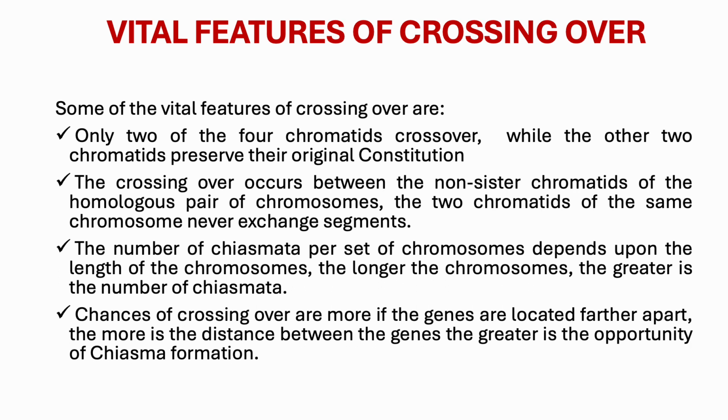Chances of crossing over are more if the genes are located farther apart. The more is the distance between the genes, the greater is the opportunity of chiasma formation. As we have already seen, the formation of chiasmata is not in the closer vicinity, which is termed as interference in case of crossing over.